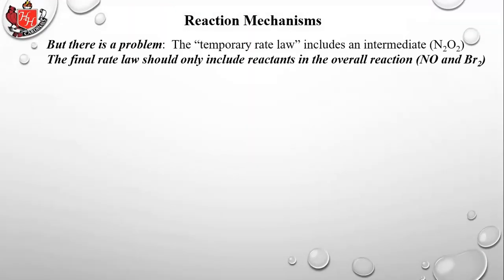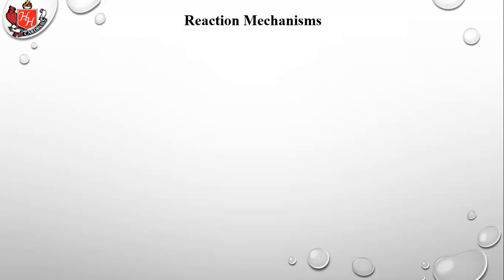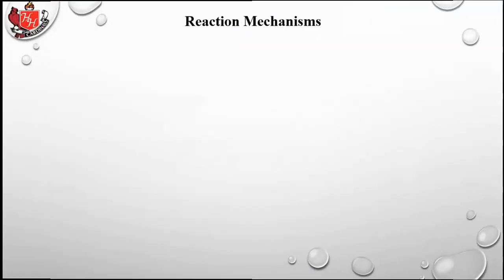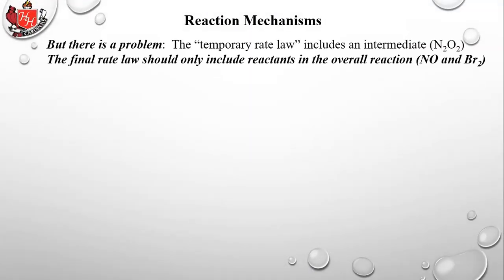But there's a problem. The temporary rate law includes an intermediate, N2O2. The final rate law should only include reactants in the overall reaction, NO and Br2. So let's take a look at that reaction one more time. The overall reaction has only NO and Br2. It does not have N2O2 in it. So the overall rate law cannot have N2O2. So that's our problem that we need to resolve.